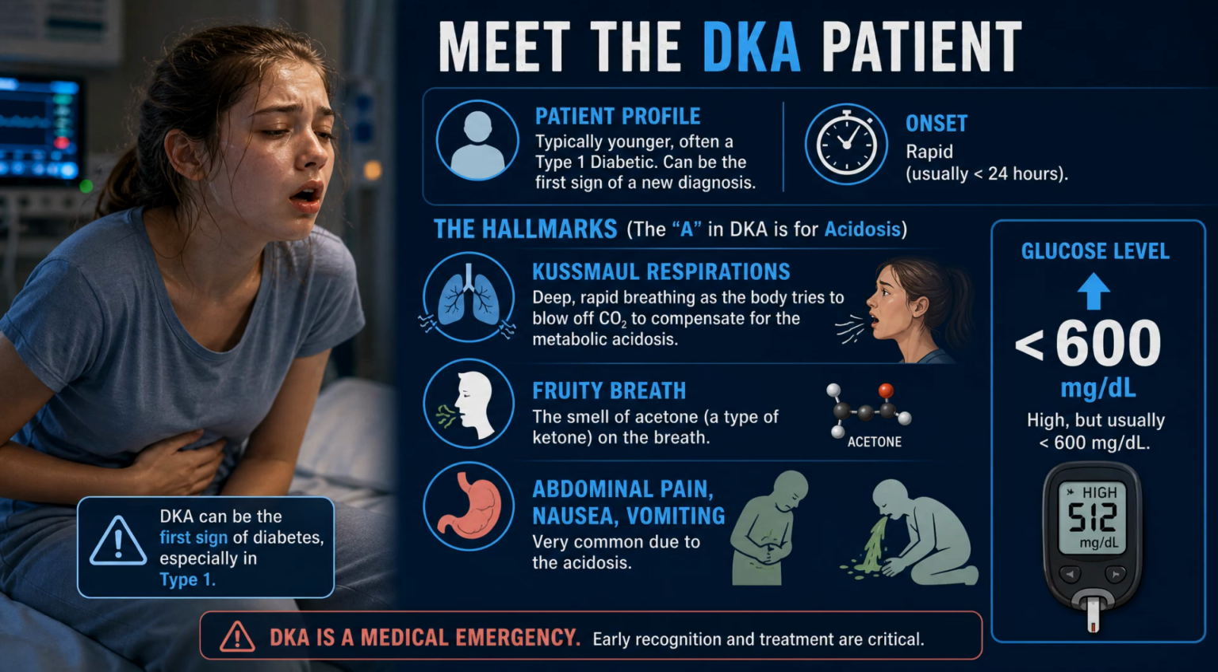So who is our typical DKA patient? Usually, it's a younger person with type 1 diabetes. The onset is fast, often developing in less than 24 hours. The hallmarks are all related to the AA for acidosis. You will see Kussmaul respirations. That's deep, rapid breathing as the lungs try to blow off acid. You may smell a fruity, acetone-like odor on their breath. And severe abdominal pain and vomiting are very common. Their glucose will be high, but usually less than 600.